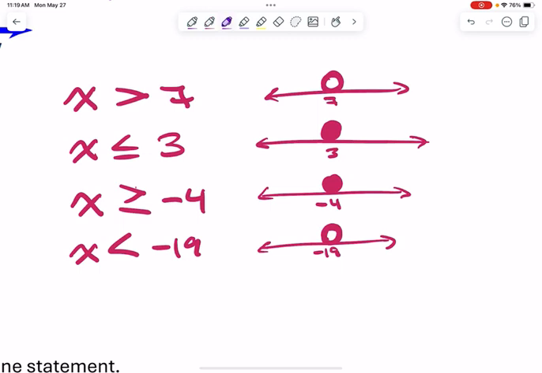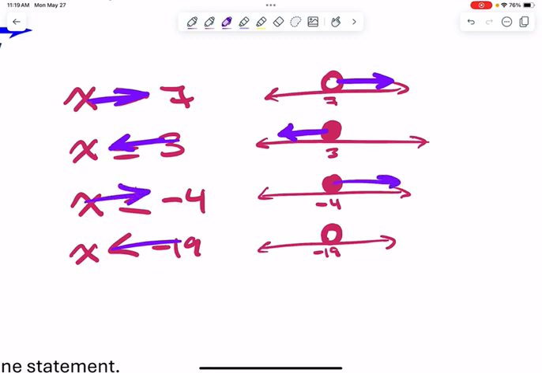Now, here's the little life hack I'm teaching you. All of these inequalities, you could picture them like arrowheads, right? This arrow is pointing to the right. My solution region is going to be to the right. This arrow is pointing to the left. My solution region is to the left. This one to the right. Solution region to the right. This one to the left. Solution region to the left.